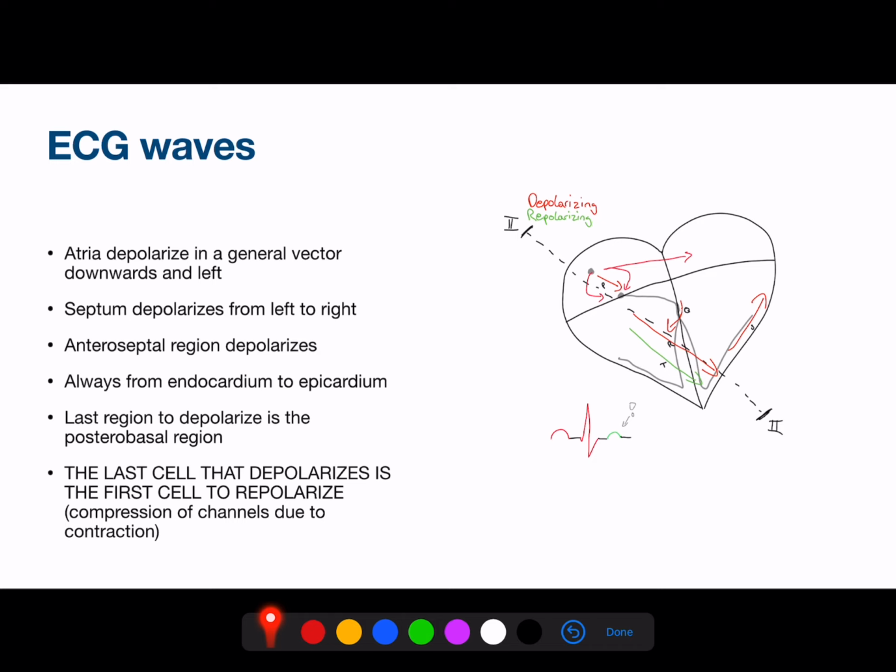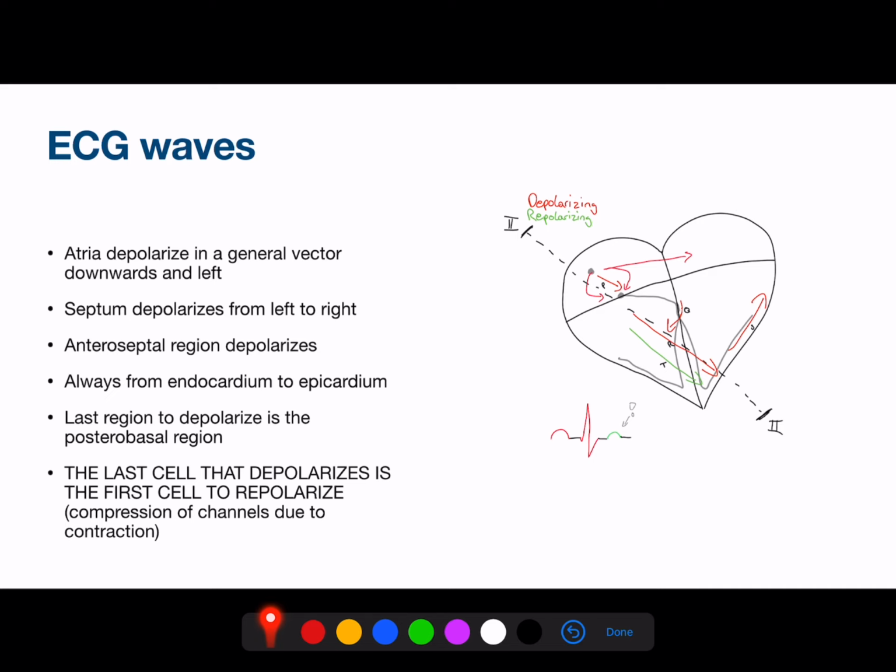And what is very important, the repolarization of the ventricle is explained by this sentence, that the last cell that depolarizes is the first cell to repolarize. This is very important because otherwise you wouldn't understand how the waves are created, because during the contraction of the heart, the channels are compressed and they cannot open and let the potassium current in.